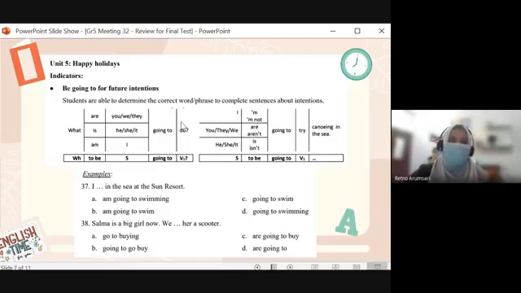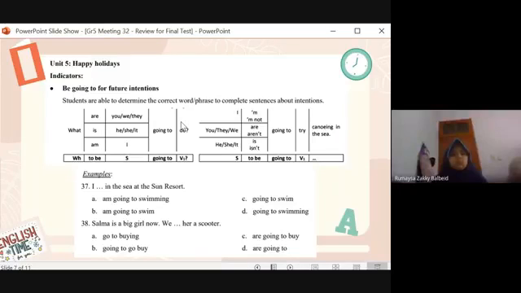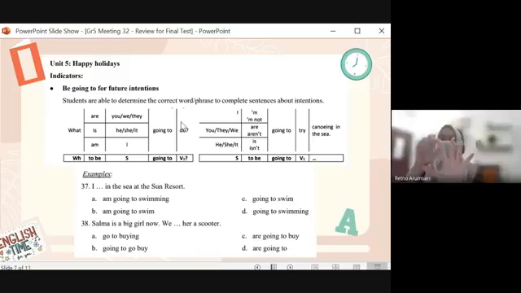The formula is subject plus to be plus going to plus verb 1. I am going to try canoeing.